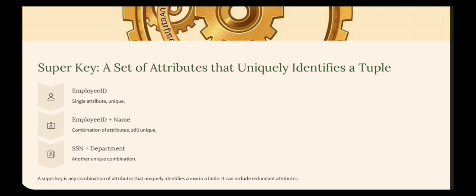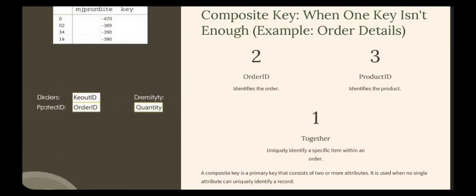So let us move towards our next point. So the next and the last key in our today's DBMS keys is composite key. Composite key is when one key is not enough. So this means that we require more keys. A composite key is a primary key that consists of two or more attributes. It is used when no single attribute can uniquely identify a record.